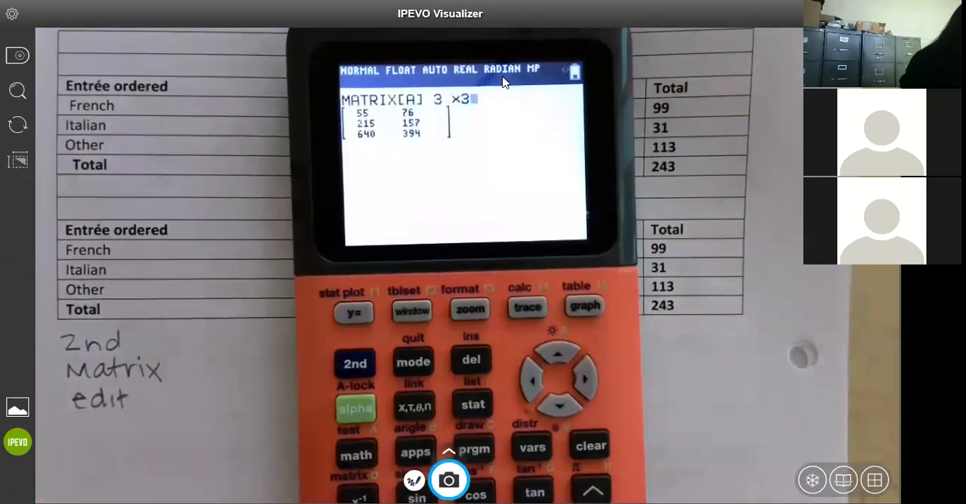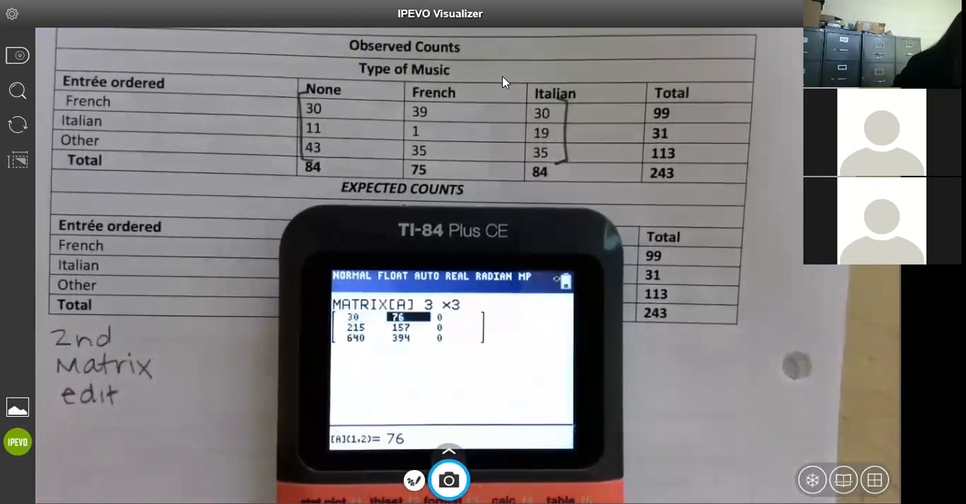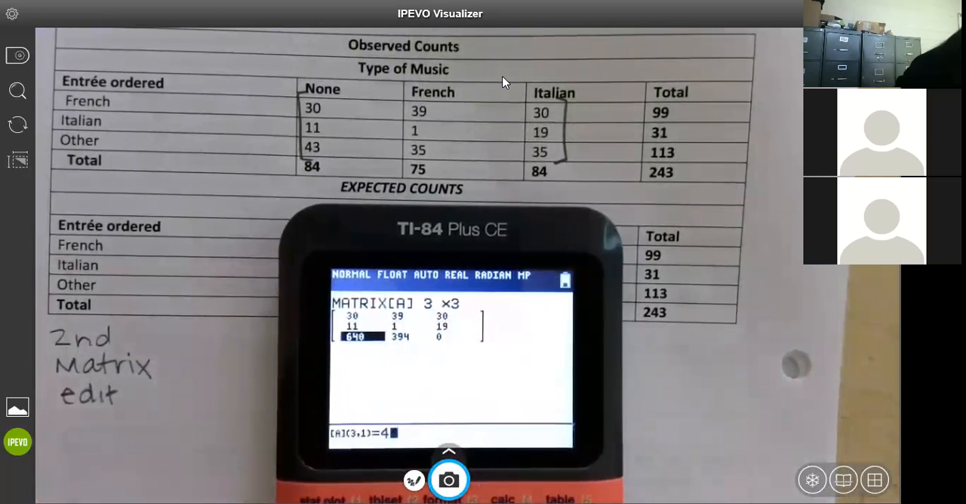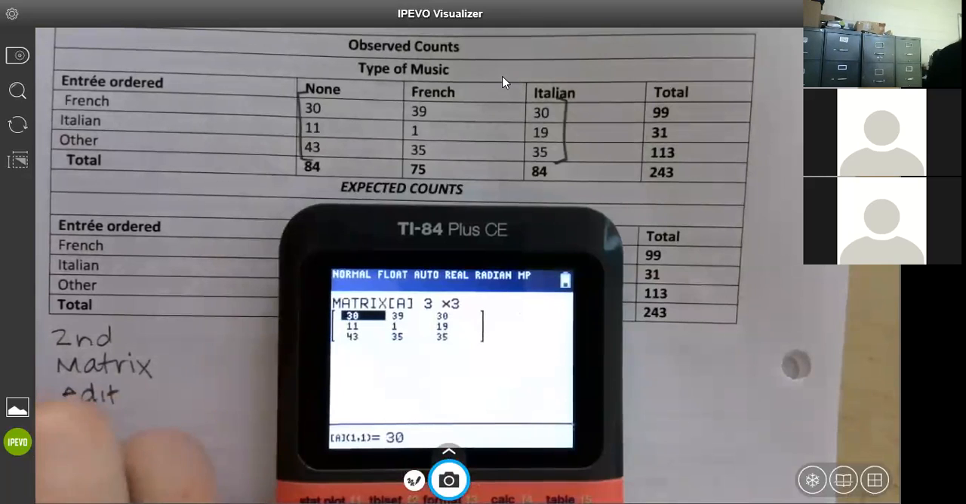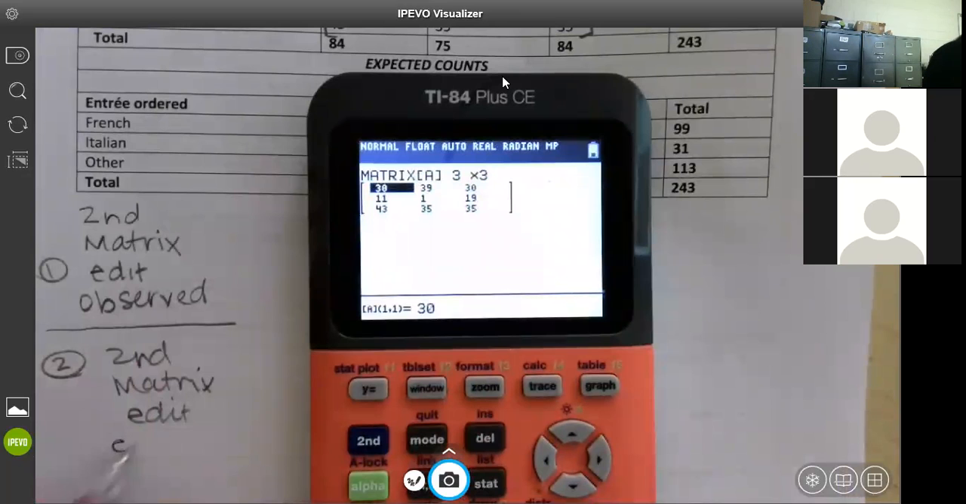So when you edit 3 by 3, you're going to type them in just like you see them, and it goes across. So 30, 39, 30, 11, 1, 19, 43, 35, 35. And again, we just put in the observed. You're going to do it again. So second matrix edit. And you're going to do the expected.